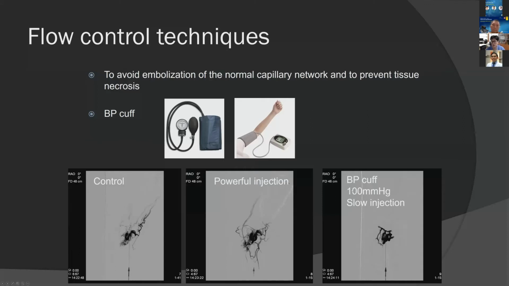However, with PP cup implantation and very slow injection, we can identify the nidus only. So you can see non-visualized draining vein or finger artery.